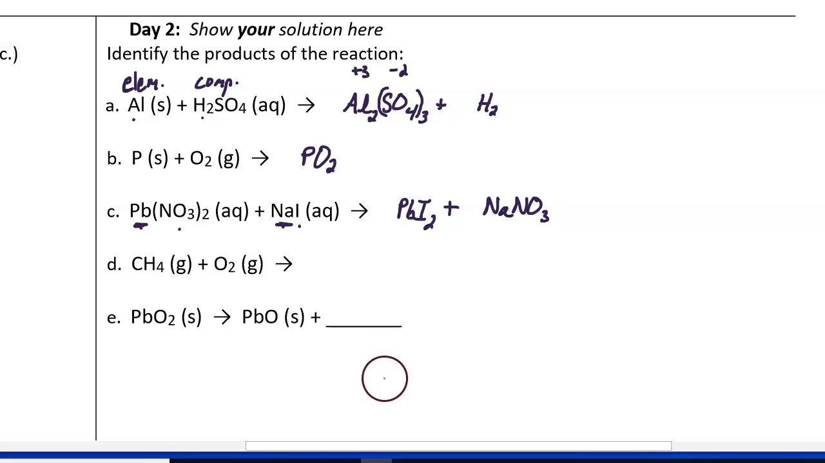Again, this is not a balanced equation, but nothing in the directions says that we have to balance. We just need to identify what the products are.